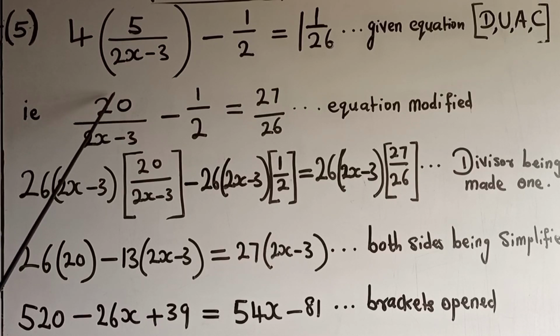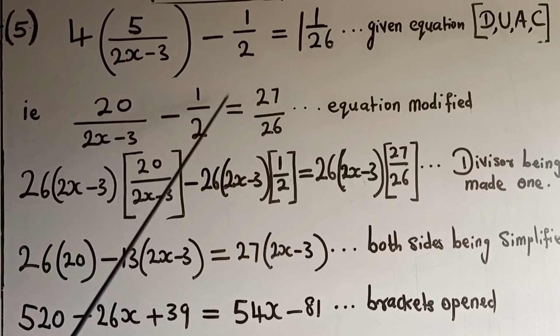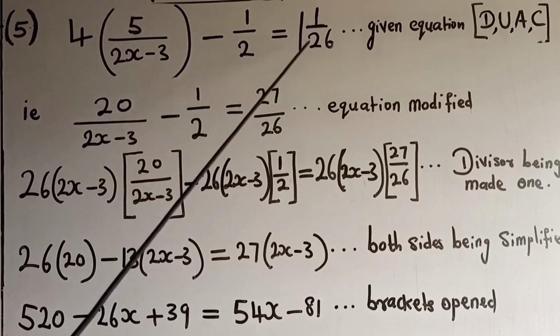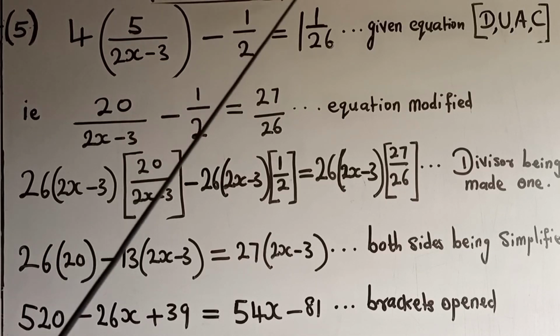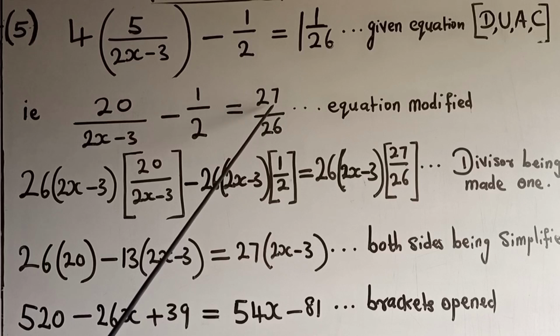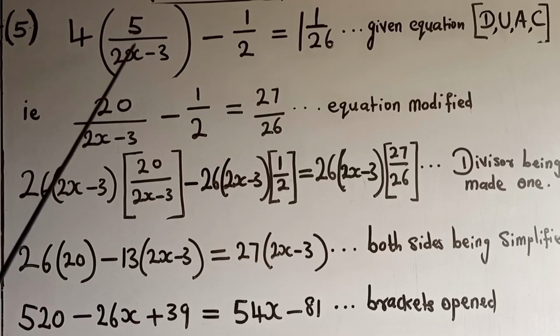Therefore, we now have 20 over 2x minus 3 minus 1 over 2 is equal to 27 over 26. We now see how this became this. This is compulsory that we change it to this, but this one is not compulsory that we turn it to what we have here. This is by preference. Why? We can clear fractions. We can make divisors 1.